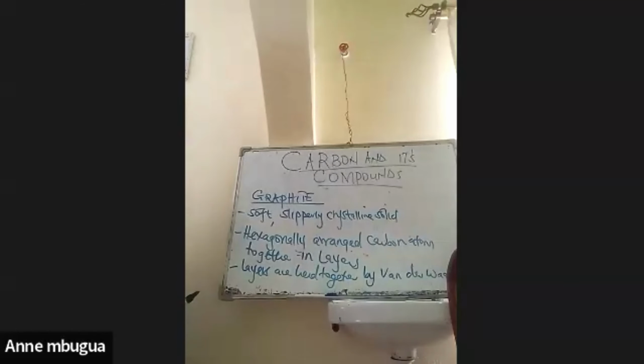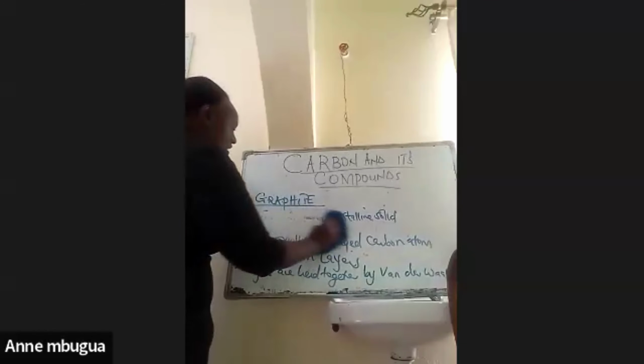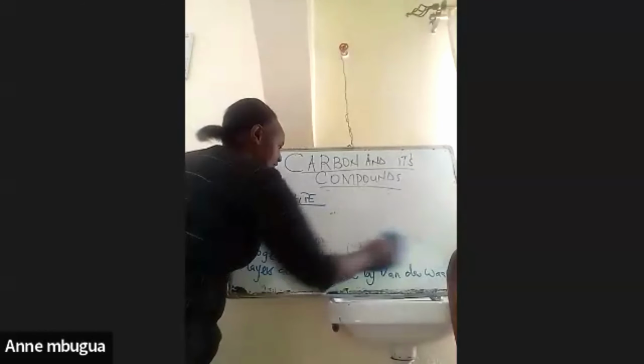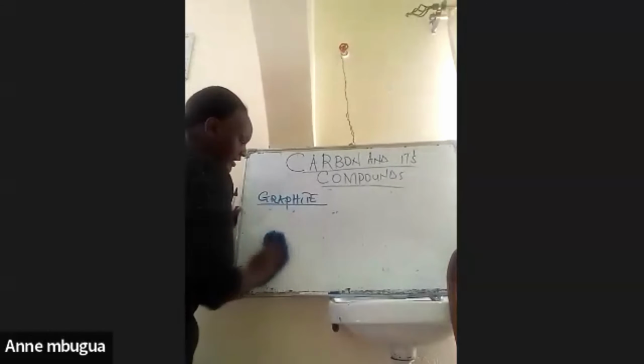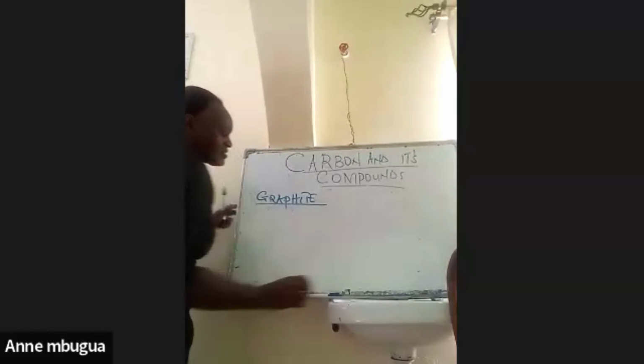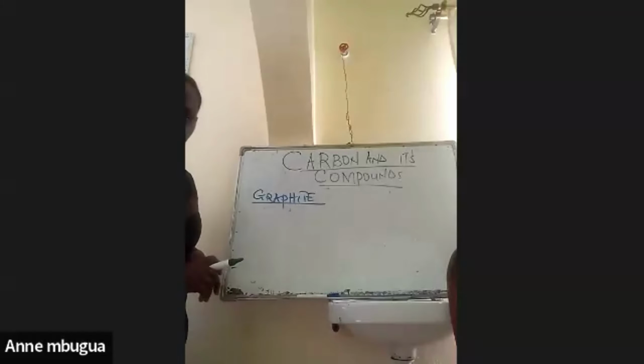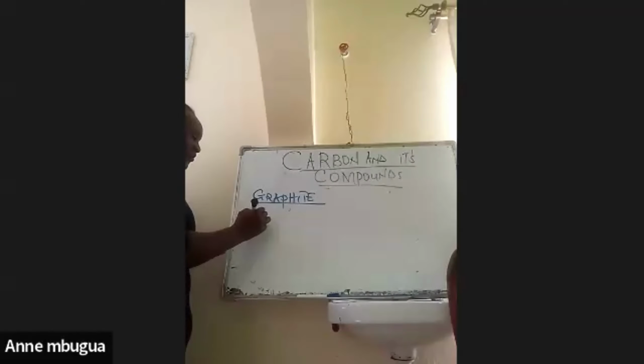And this is how the structure of graphite looks. It's very important to study the diagram. They are drawn, and you are told to identify them and name their structures and their properties. So we are talking of the structure of graphite.